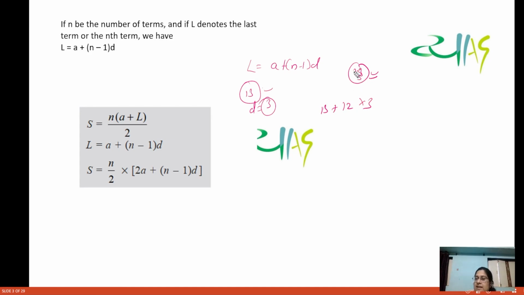13 plus 12 into 3. There are 13 terms, so the 13th term will be 13 plus 12 into 3. Now 12 into 3 is 36, so this becomes 49. So the last term of the AP is 49.